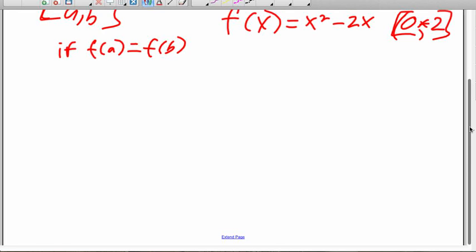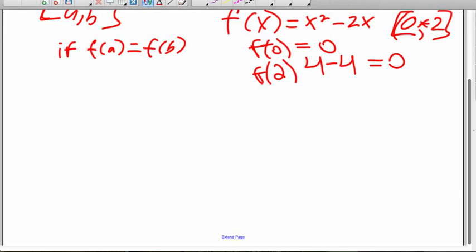So x squared, which is 0, minus 2x, which is also 0, is 0. Oh, you have to write it down. Wait, why is it 0? If you put 0 in for x, 0 minus 0, f of 0 equals 0. And then f of 2: 2 squared is 4, minus 2 times 2 is 4. 4 minus 4 is 0. So since they're both 0, now we have to find where the critical point is.